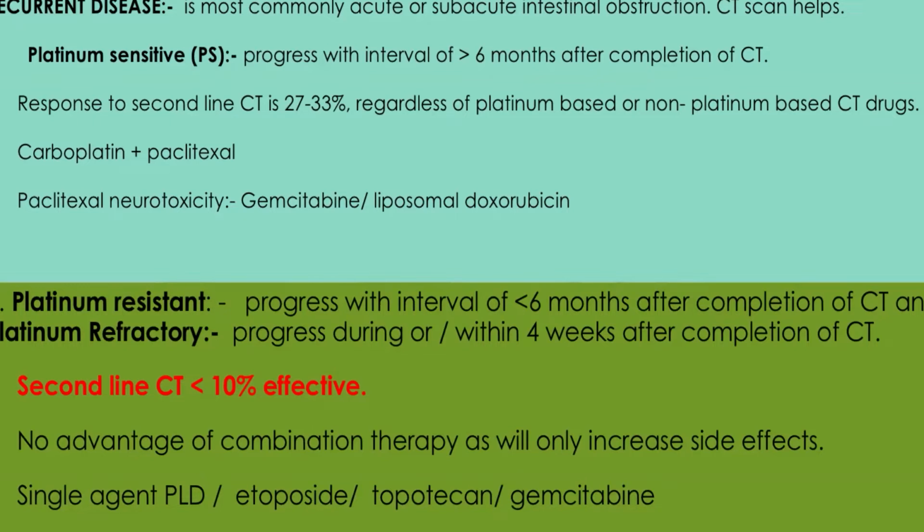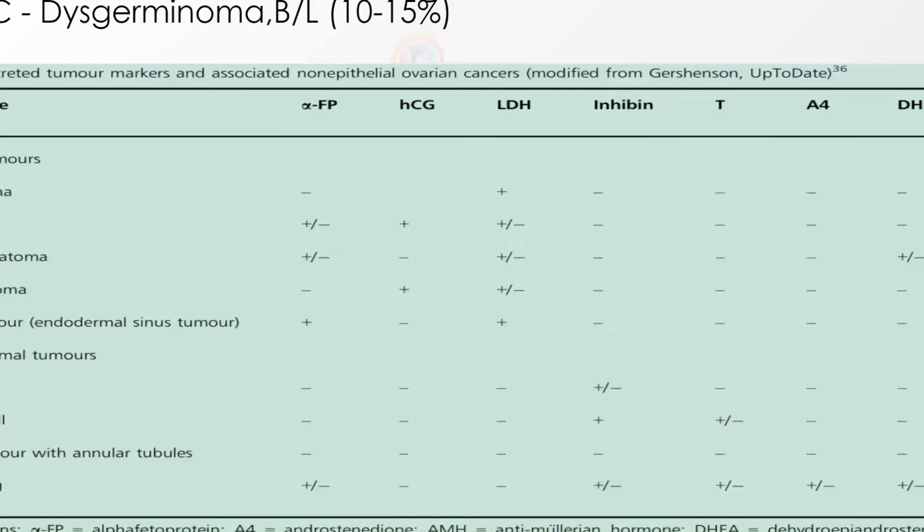So here in these cases, the prognosis is not very good and the second line chemotherapy is less than 10% effective and there is no advantage of combination therapy. We usually go in such cases with a single agent, liposomal doxorubicin or etoposide or topotecan or gemcitabine. So these are the chemos where we go for chemotherapies. They can ask you the names. So just remember the names.